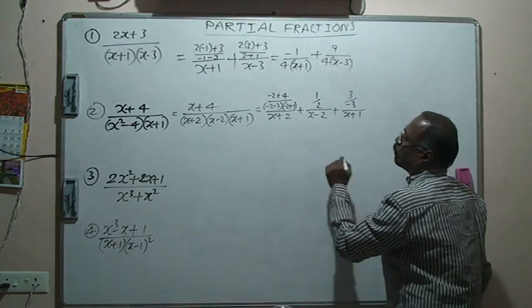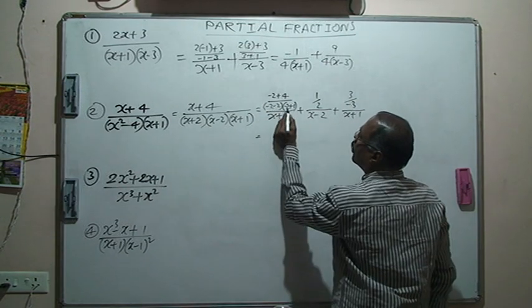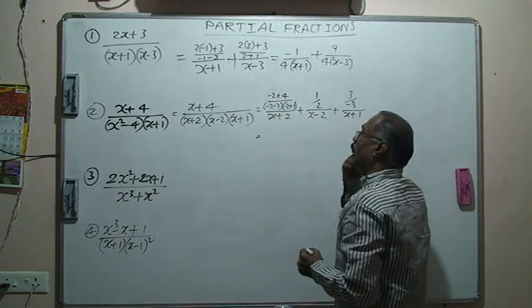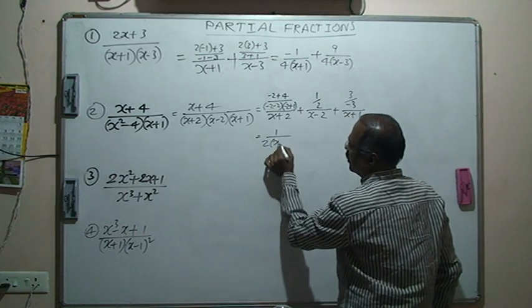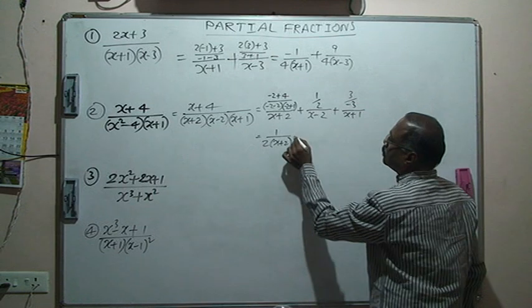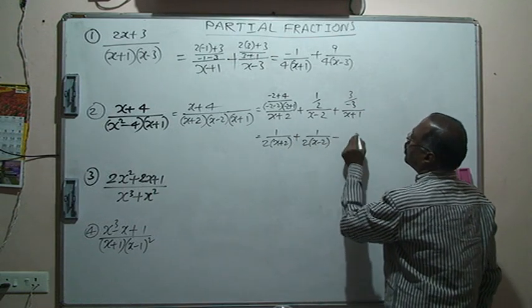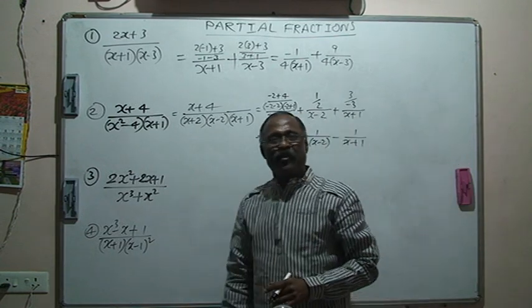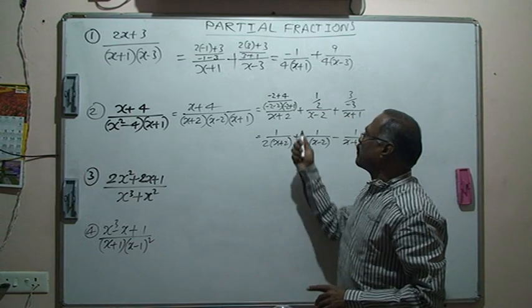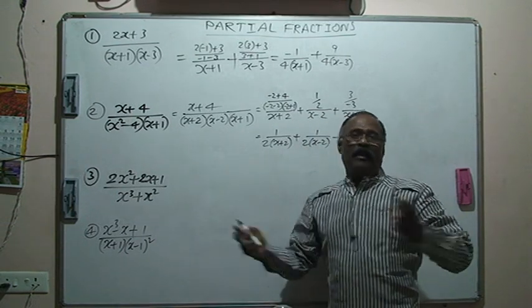So the final answer for this one is nothing but 2 by minus 4 into minus 1, 2 by 4. It is 1 by 2 into x plus 2 plus 1 by 2 into x minus 2 minus 1 by x plus 1. Done. See how many steps we wrote there? We wrote only one step in between to write the answer. That is what? Everywhere but not there.